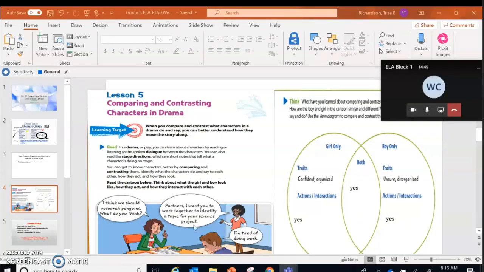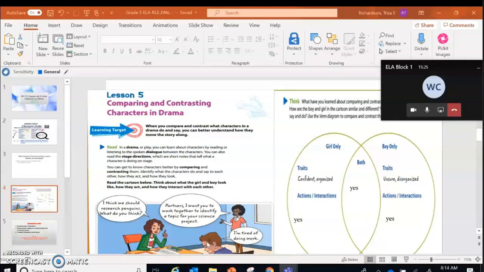We're going to look at the dialogue, and the dialogue are the words that each of the characters are speaking. We're going to look closely at that. Look at what they're doing and what is being said. You have a little girl here, a little boy here, and this person here is probably their teacher. Partners, I want you to work together to identify a topic for your science project. The little girl says, I think we should research penguins. What do you think? Look closely at him. He says, I'm tired of doing work.